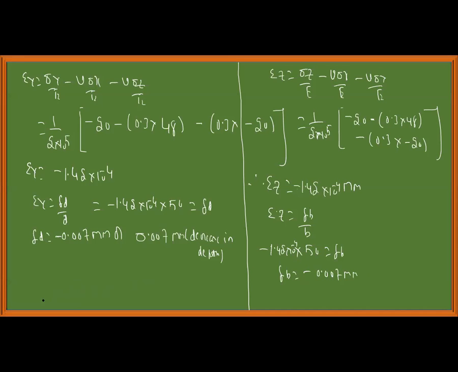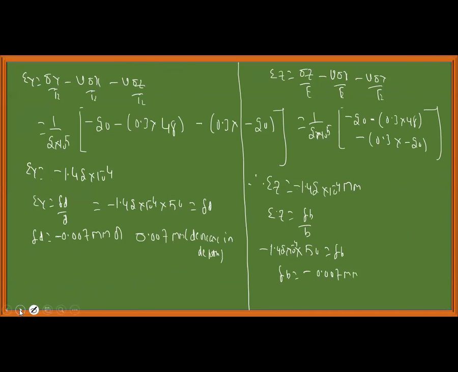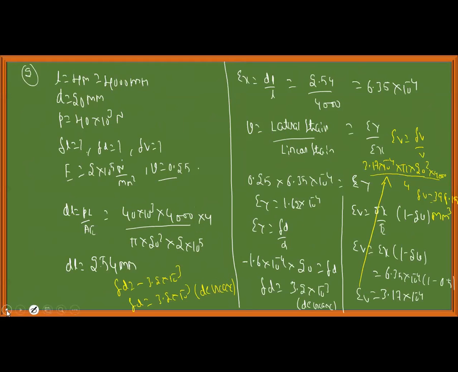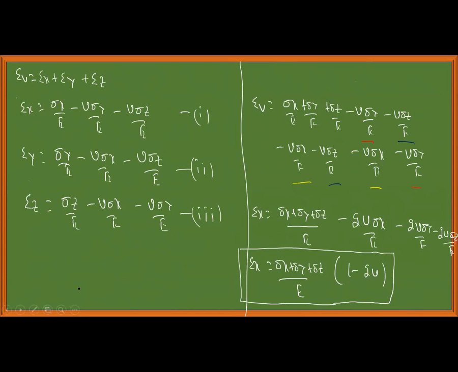Okay. Now he has asked us to find, we have found delta L, delta D, delta B. We are left with volumetric strain and change in volume delta V. For that, we need to calculate volumetric strain. Epsilon V is equal to, can you recall the formula? Volumetric strain is sigma x plus sigma y plus sigma z by E into 1 minus 2 nu.